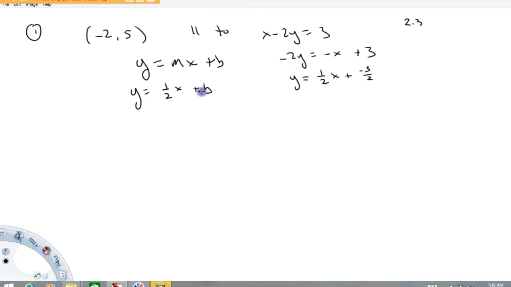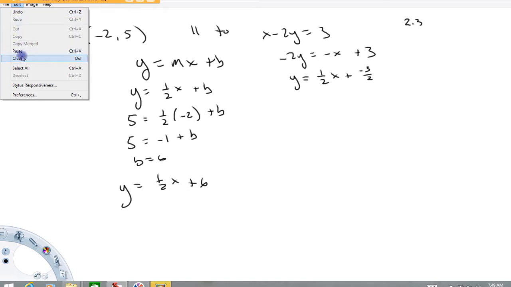Now we've got to figure out b. We can use our point to figure out b. We know that when x is -2, y is 5, so 5 is equal to 1/2 times -2 plus b. And 1/2 times -2 is -1. Adding 1, we get b equals 6. So the equation of the line we're looking for is y equals 1/2 x plus 6.